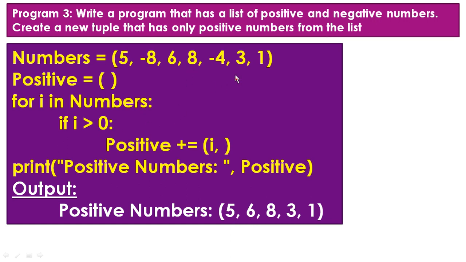Similarly, 8, 3, 1 are appended in the positive tuple. And finally, by printing the positive tuple, we get the result as 5, 6, 8, 3, 1. The negative values are not appended to the positive tuple because this condition is false for negative values. -8 and -4, this condition is false. So these two values are not appended to the positive tuple.